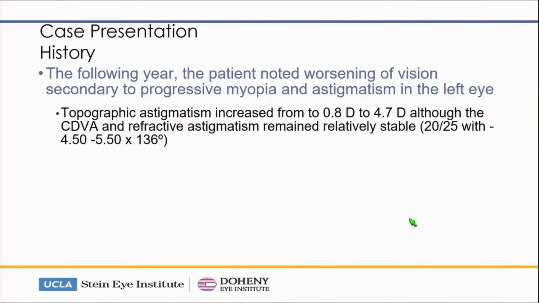So the following year, the patient noted worsening of vision, now secondary to progressive myopia and astigmatism in the left eye, the untreated eye. Astigmatism increased from 0.8 to 4.7 diopters, although the corrected vision and refractive astigmatism remained relatively stable.